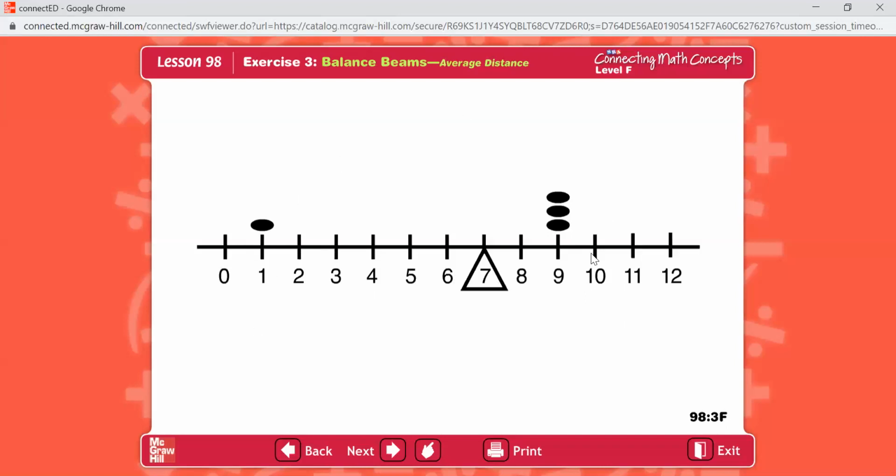Now, on the right side, we have 3 weights on 9. How many spaces away is 9 from 7? 1, 2. It's 2, but we have 3 weights. So we have 2, 2, and 2. 2 plus 2 plus 2 is 6. Are the total distances the same on both sides? Yes, the total distances are the same on both sides. We have 6 over here and 6 over here.